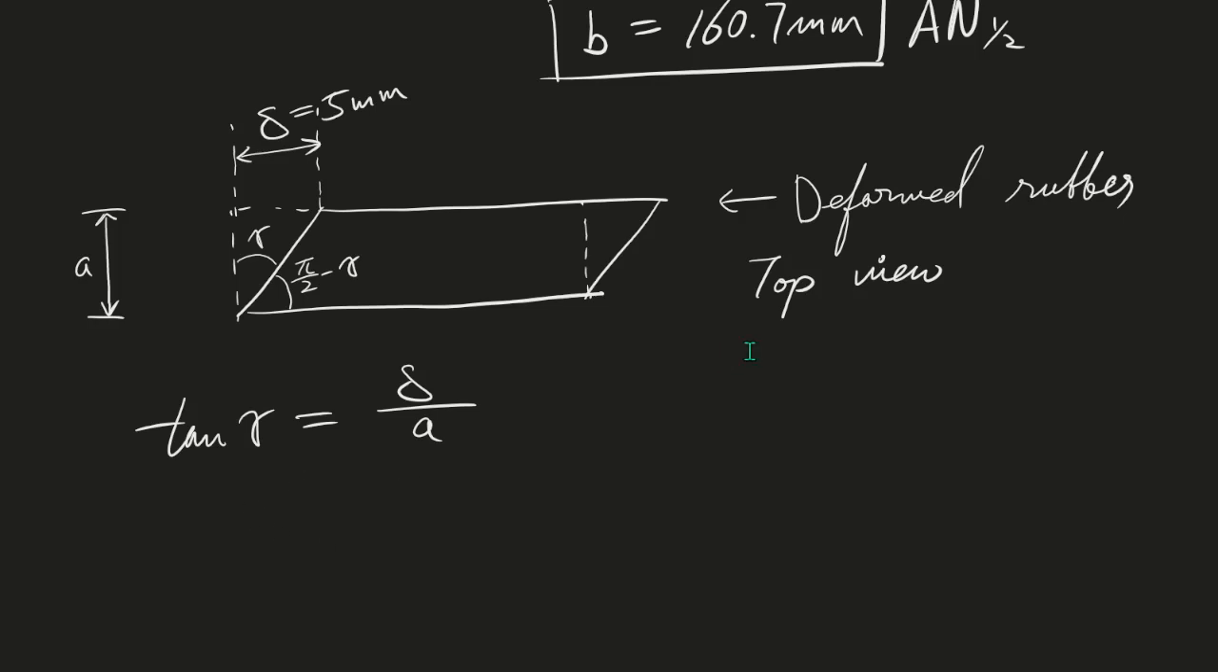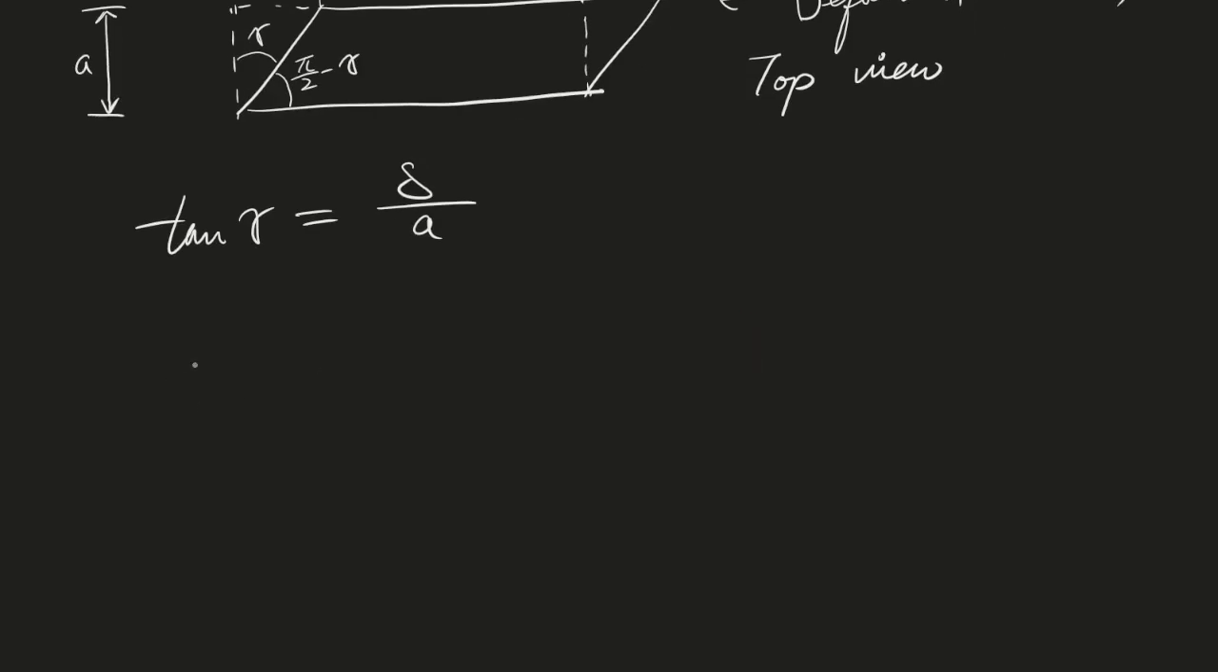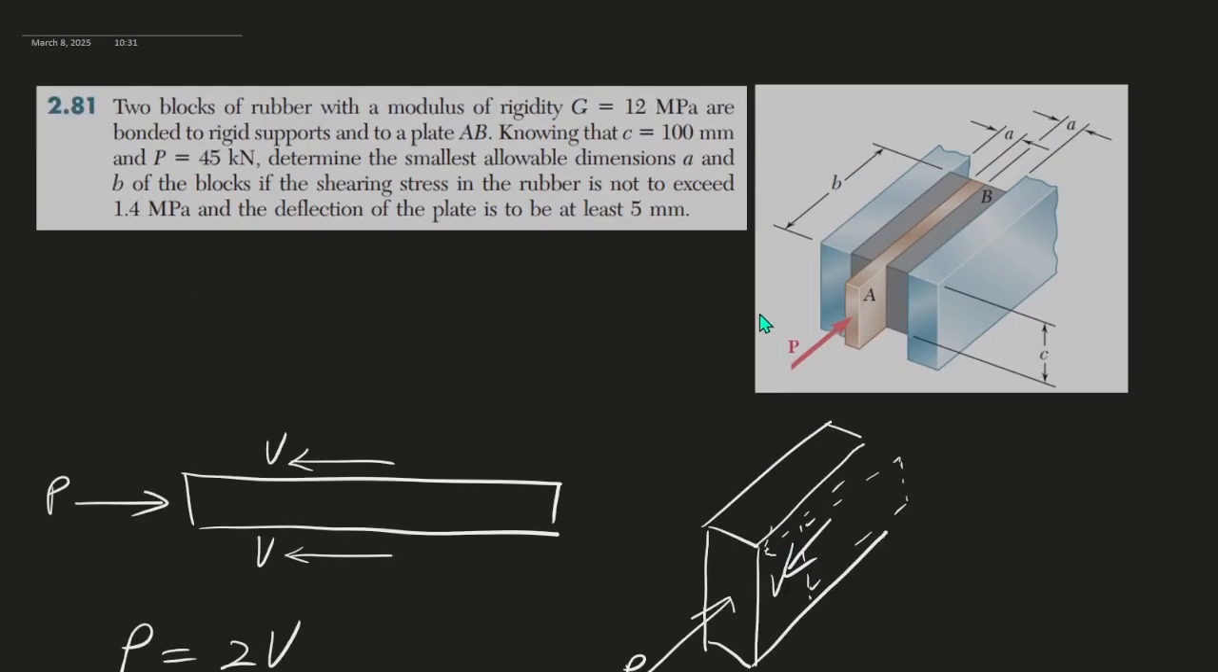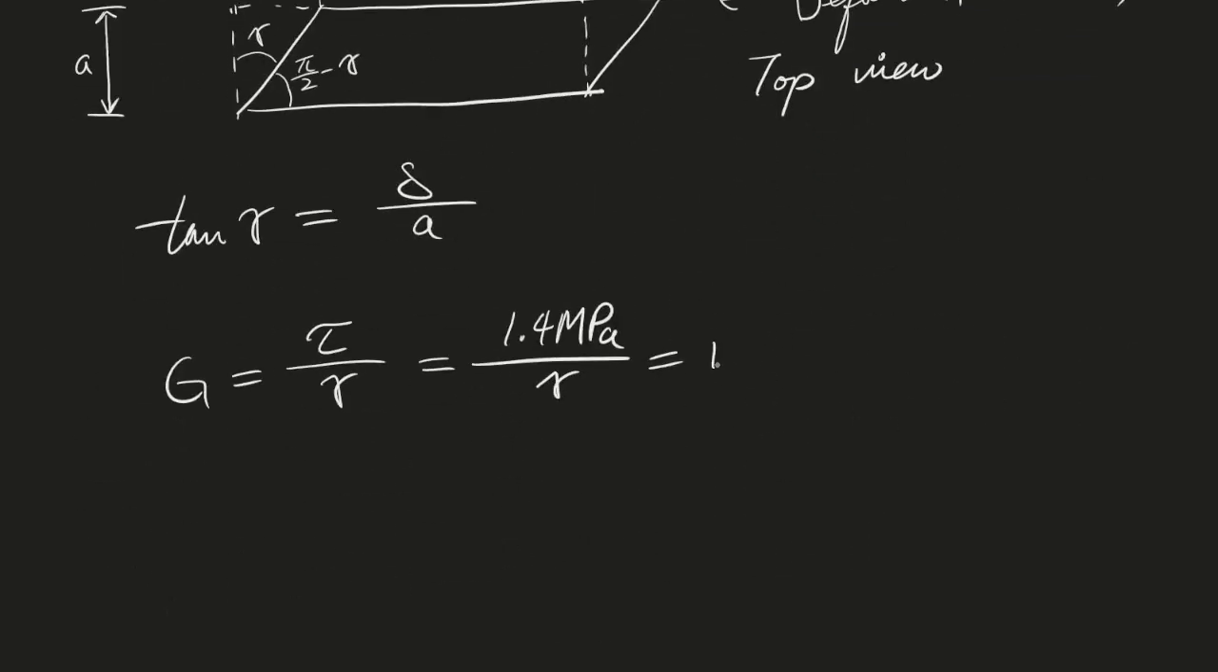Now, what is gamma? Gamma is the shear strain, and we can recall from Hooke's law that G, the modulus of rigidity, is tau over shear strain. Tau is again shear stress, which we just found. I mean, we didn't find it, it was given. It was 1.4 megapascal over the unknown gamma, and that is equal to the modulus of rigidity, which is 12 megapascal.